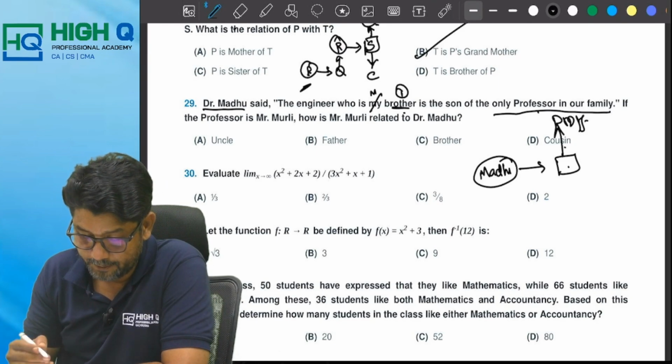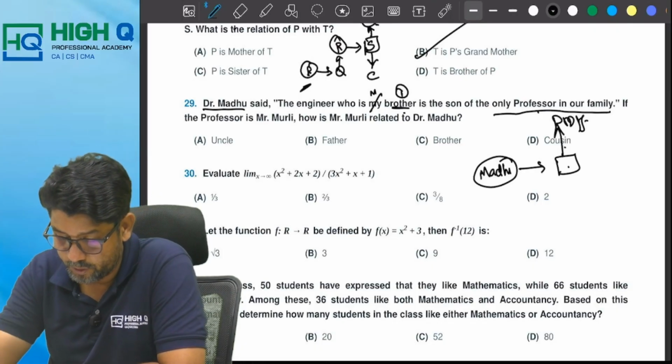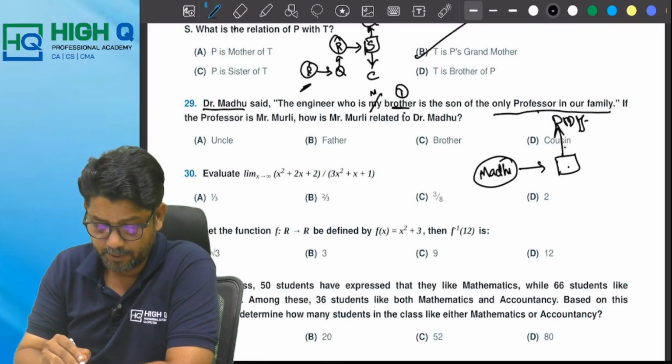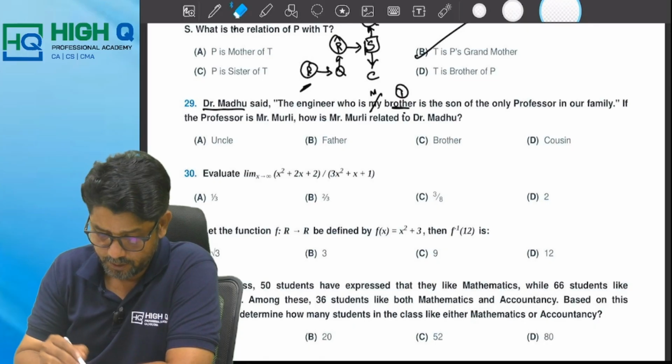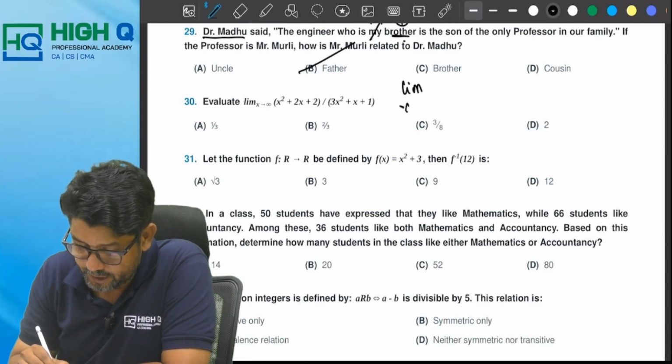If the professor is Mr. Murli, how is Mr. Murli related to Madhu? Of course, father, my dear. That's it. Option B.